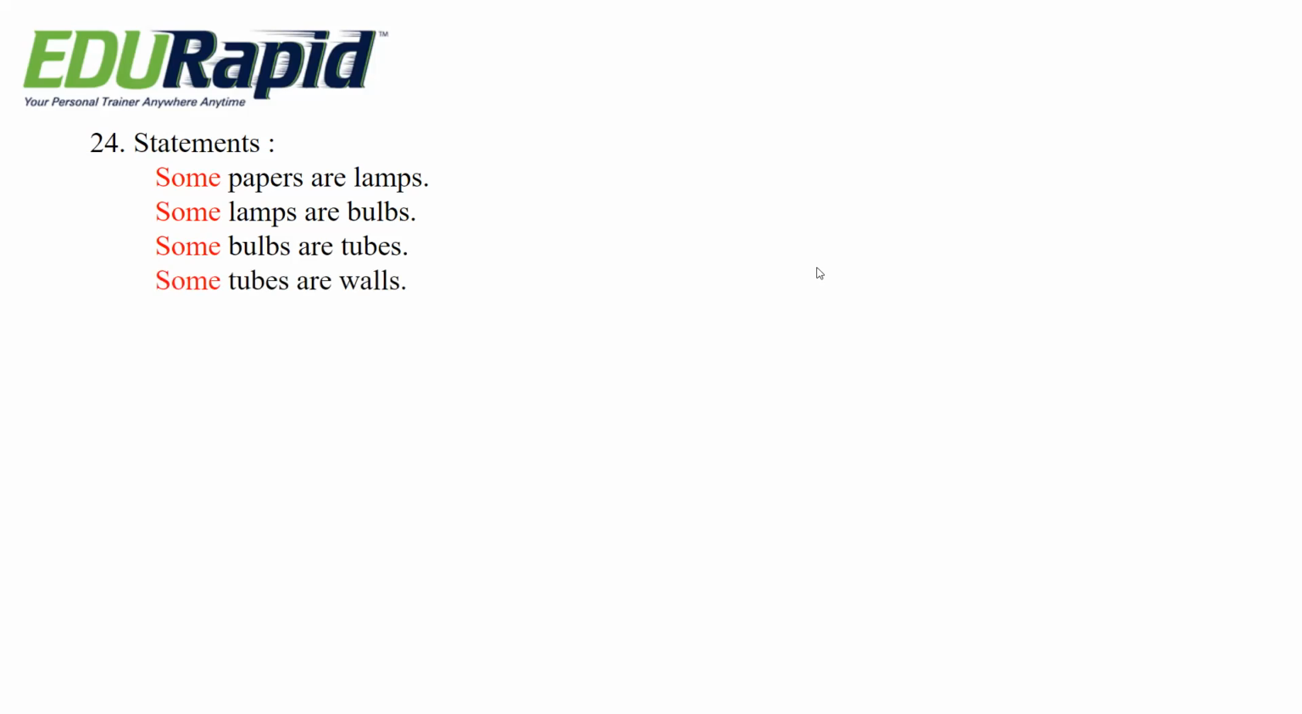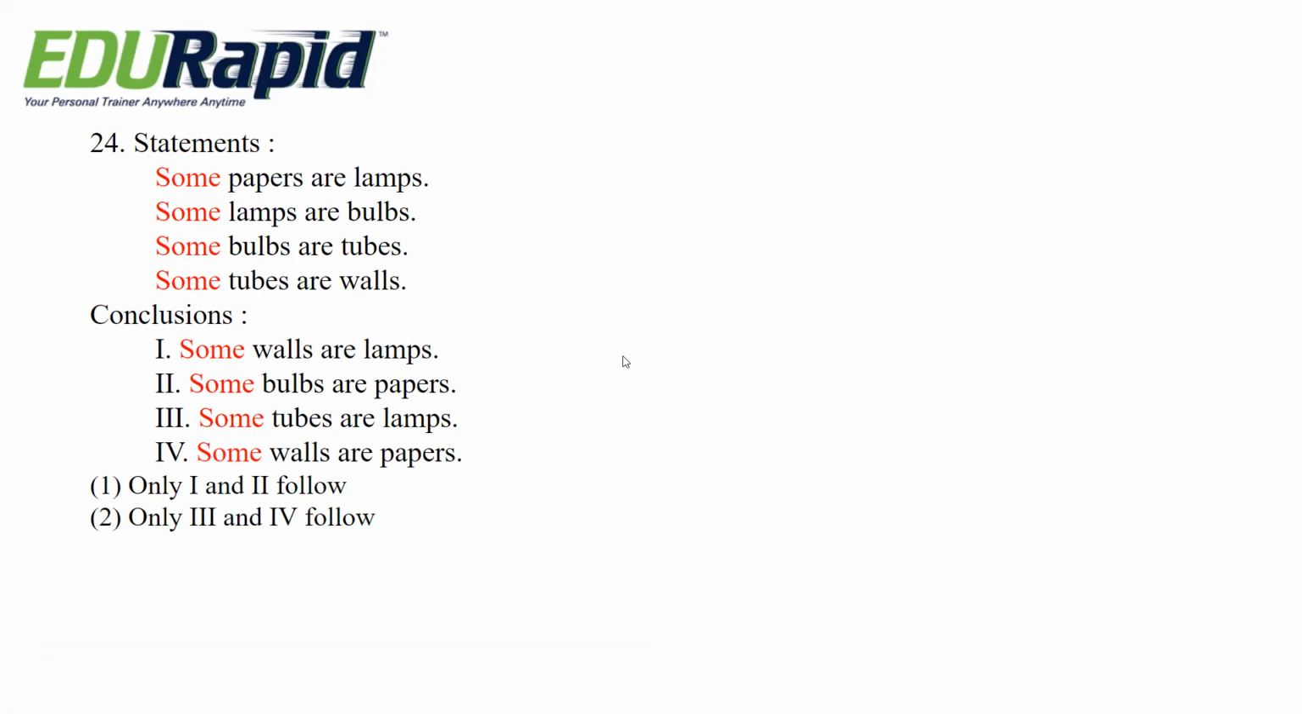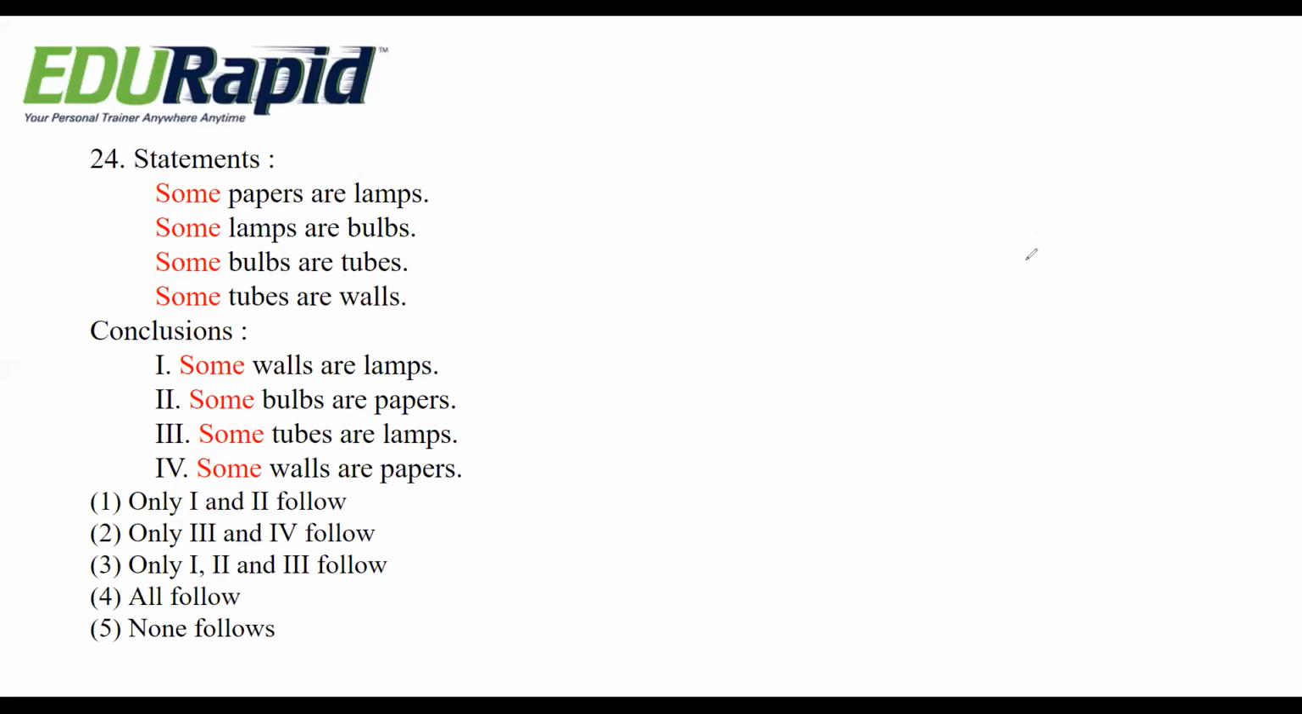Next question, statements. Some papers are lamps, some lamps are bulbs, some bulbs are tubes, some tubes are walls. Conclusions: some walls are lamps, some bulbs are papers, some tubes are lamps, some walls are papers. Options: only 1 and 2 follow, only 3 and 4 follow, only 1, 2 and 3 follow, all follow, none follows. Write down the Venn diagram.